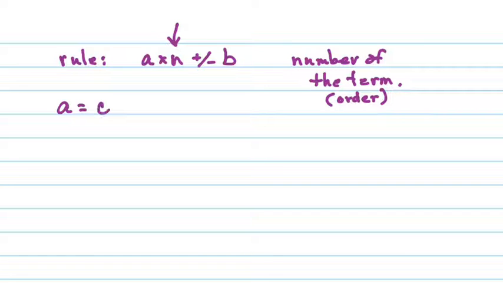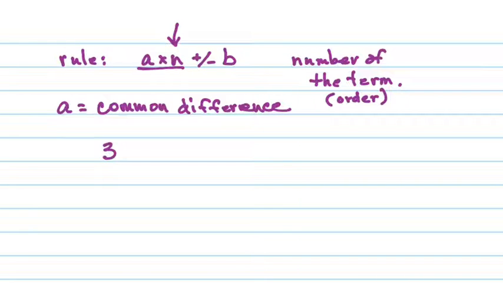And A is simply that number that you found that's the common difference. And it always goes right in front of your N in your pattern. Remember that when you have a number right next to a letter, that indicates multiplication. So in the one we just did, we got a common difference of 3. And we don't have to write 3 times N. We can just simply write 3N.